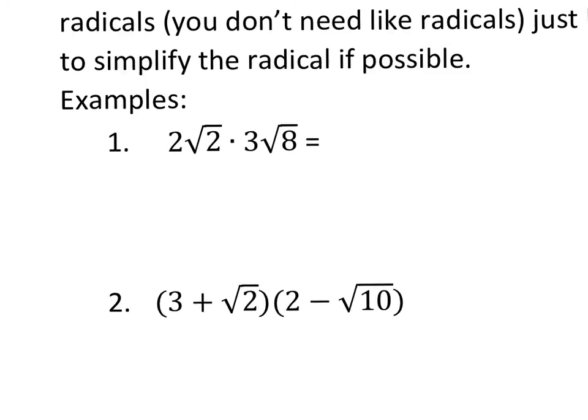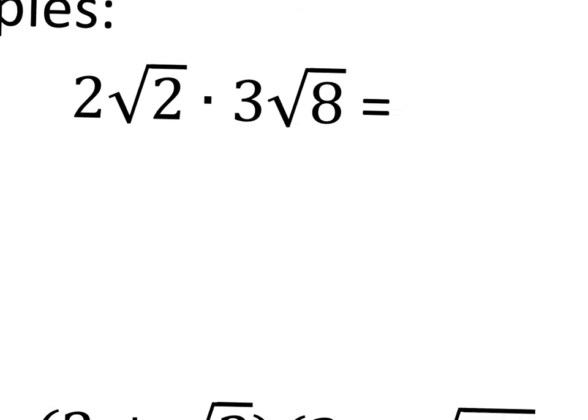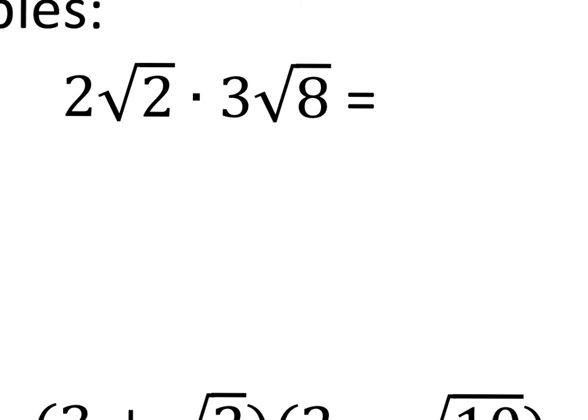You do not need like radicals to multiply. You can just multiply the numbers with the numbers and the radicals with the radicals, right? So right here, I'm going to multiply the 2, which is really 2 times square root of 2 times 3 times square root of 8. I'm going to switch the order and multiply 2 times 3, giving me 6. And then I'm actually going to multiply the square root of 2 times the square root of 8. And I'm going to put them together.